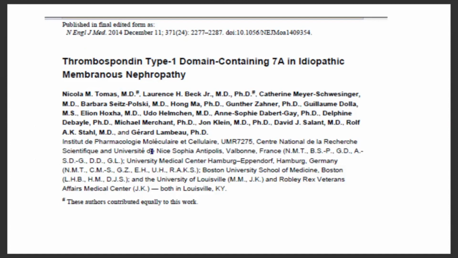Even in a large center like ours, where we see almost 25,000 biopsies, we don't get more than 8 to 10 thrombospondin positive cases in a year. So it is definitely a very, very uncommon antigen. Nonetheless, it told us more about the pathogenesis of membranous GN, and we started discovering more and more antigens and getting more and more insights into the disease process.